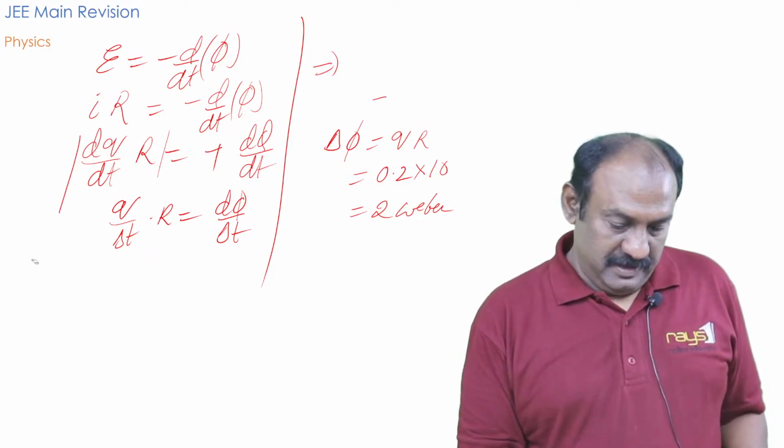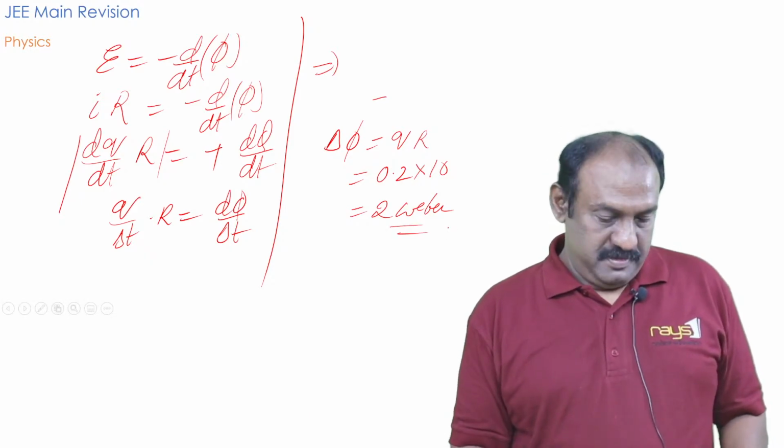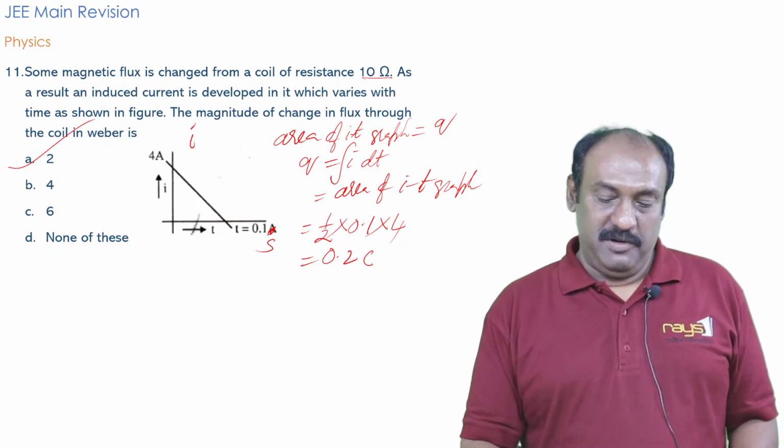So the change in flux is 2 Weber, which is the answer. So for question number 11, the answer is A. It is a very simple calculation.